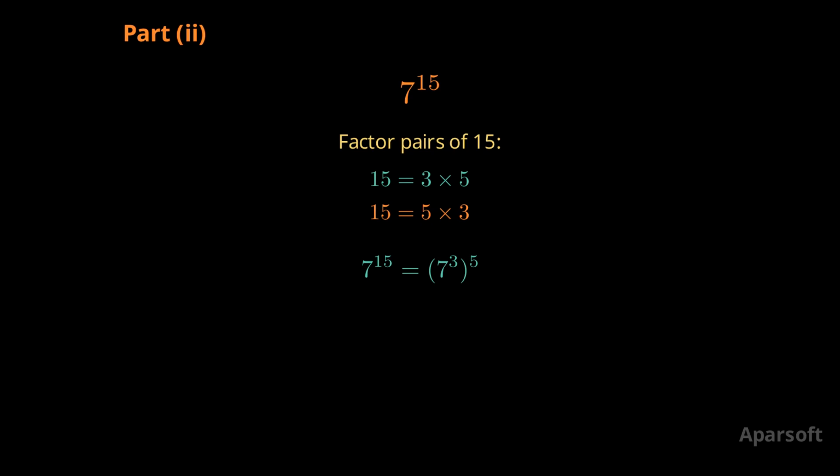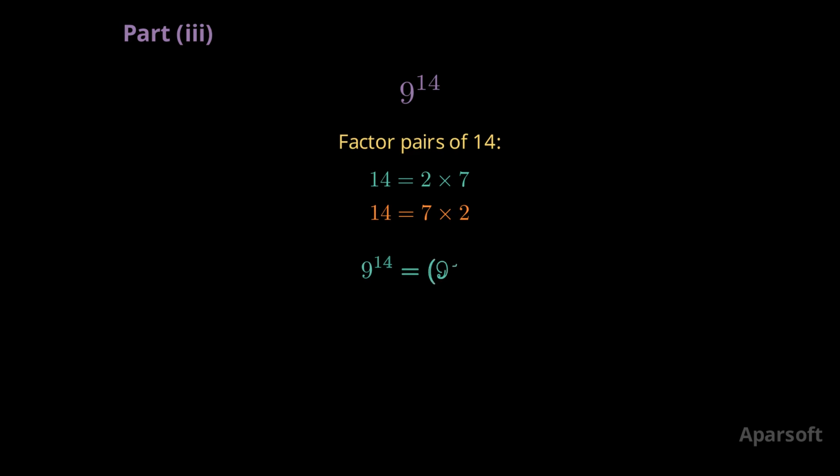Next up, part 2. 7 to the 15. Same strategy. The exponent is 15. What pairs of counting numbers multiply to 15? 3 times 5 and 5 times 3. So 7 to the 15 equals 7 cubed to the 5 and also 7 to the 5 cubed. You are seeing the pattern, right? The exponent is the key. Crack it into factors and each factor pair unlocks a new way.